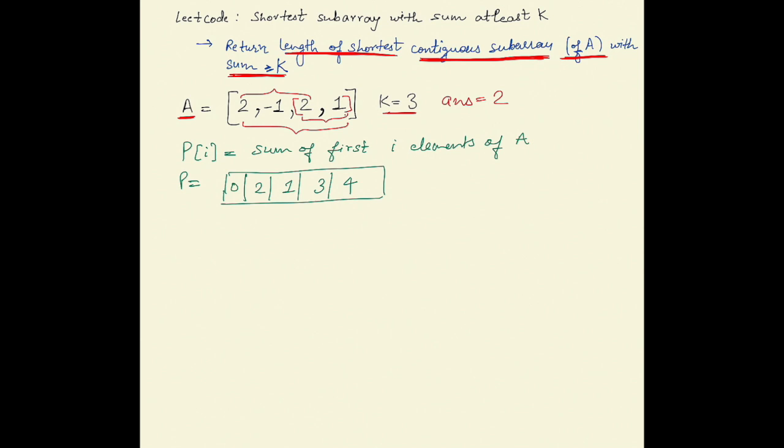So P1 stores the sum of the first element, which is 2. P2 stores the sum of the first 2 elements, which is 1, and so on. If j is greater than i, then P[j] minus P[i] is the sum of the first j elements of A minus the sum of the first i elements of A. So it's basically the sum of the (i+1)th element of A up to the jth element of A.